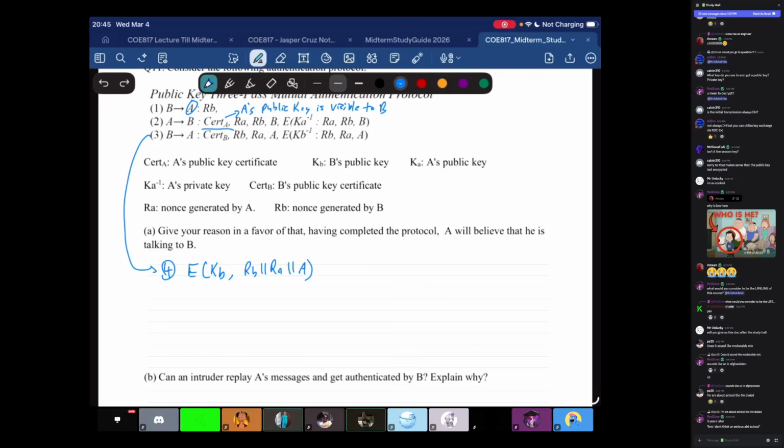Wouldn't it be because in message 3, when B sends it to A, it encrypts it with its own private key? So if A were to decrypt that, it would have to use B's public key, and if it receives the right nonces, RA that it sent and RB, then it knows that only someone with the correct private key could have encrypted that message, which is only B, since B only has access to that private key.